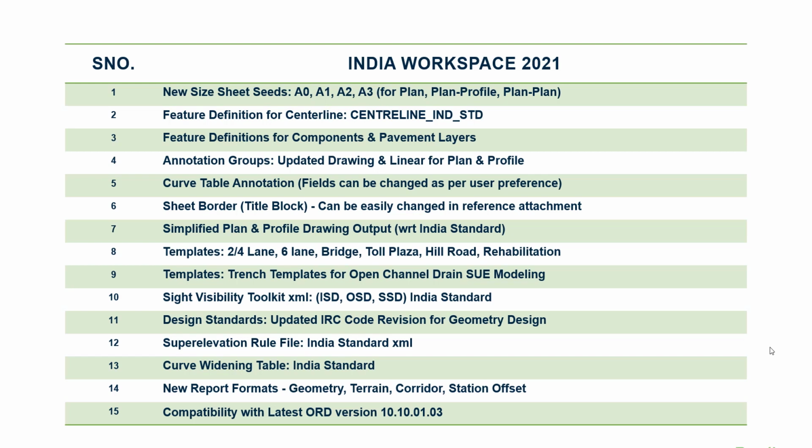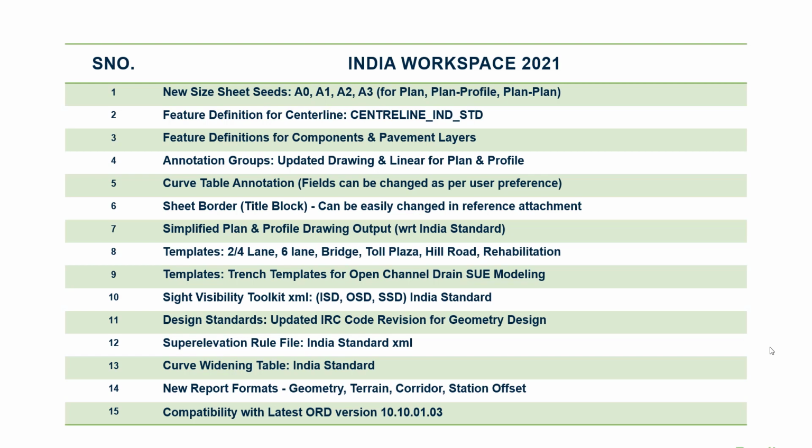The user can change the fields as per the project requirements or his or her preferences. And the dynamic text can definitely be linked with the curve table. Sheet borders: now users can even change the sheet borders because it's simply attached as a reference in the dgnlib library file. In case you have your own title block, you can just simply replace that reference and it will be reflected in all of your sheets.